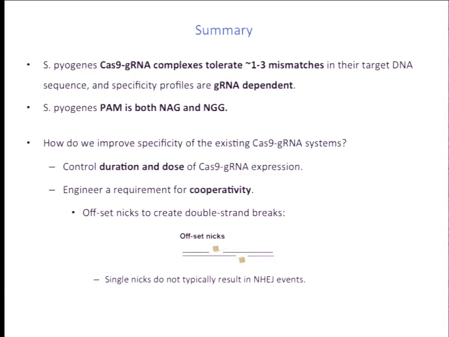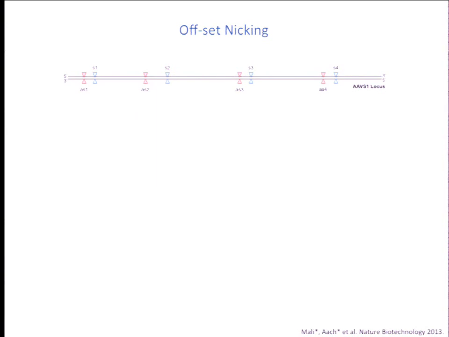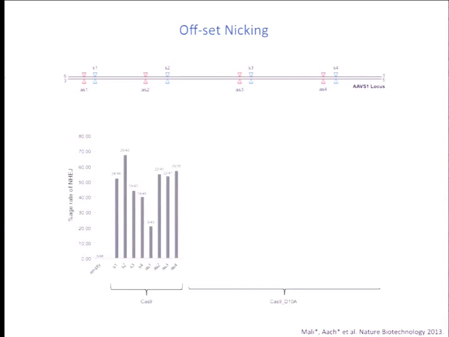And so how does the system work in the context of an endogenous locus? For instance, here we have 8 guide RNAs targeting a particular region in the genome, specifically the AVS1 locus. And if you use just the wild-type Cas9 protein, then one can see that each of these guide RNAs results in very robust activity, from about 20 to 70% targeting. But if you use just the nicking version of the Cas9, then as expected, none of these guides can result in any sort of scar.